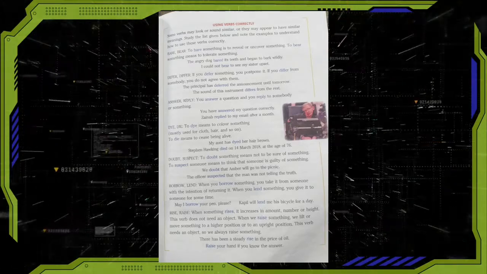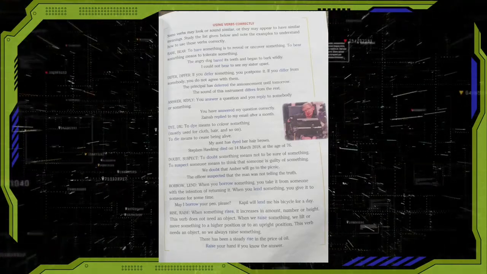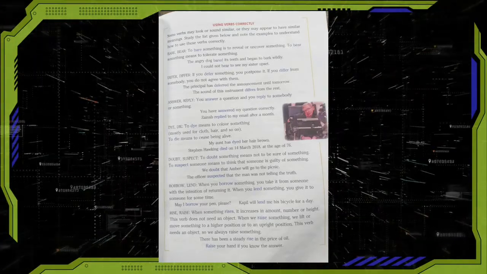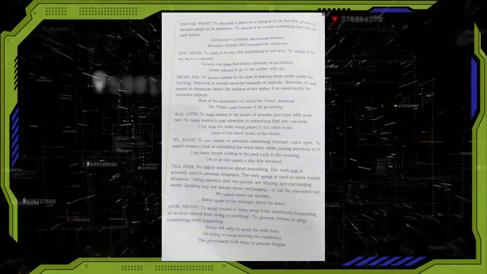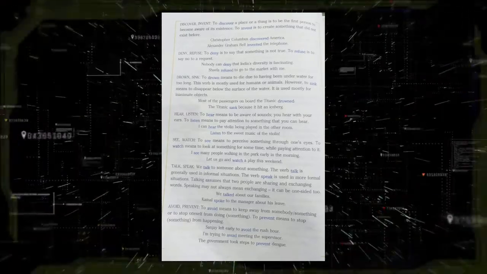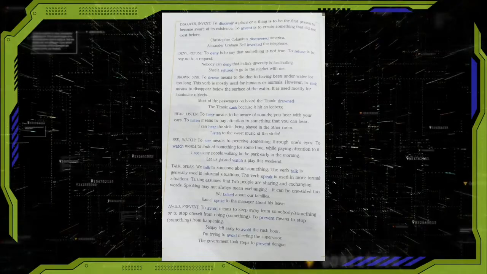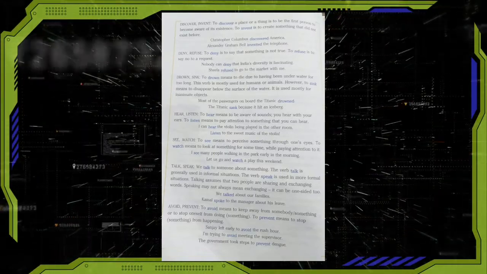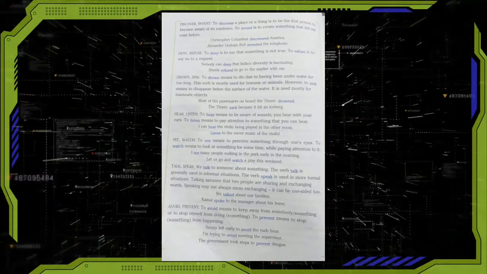We will see the example. There has been a steady rise in the price of oil. Raise a hand if you know the answer. Next one is discover, invent. To discover a place or thing is to be the first person to become aware of its existence. To invent is to create something that did not exist before.